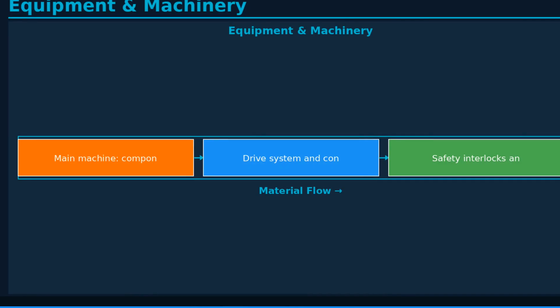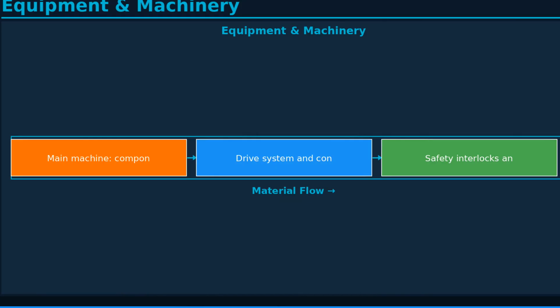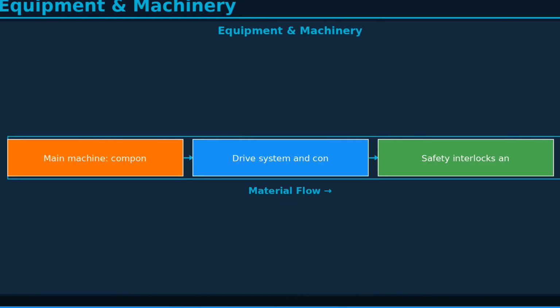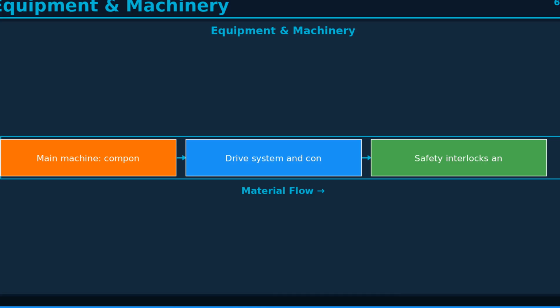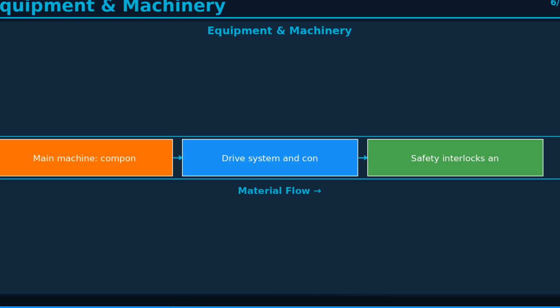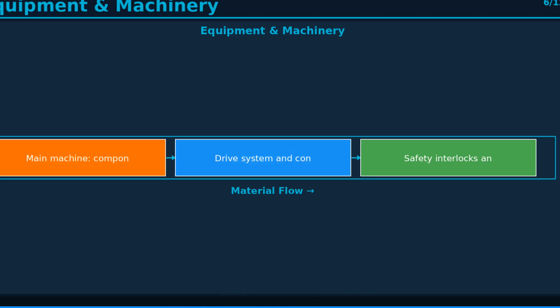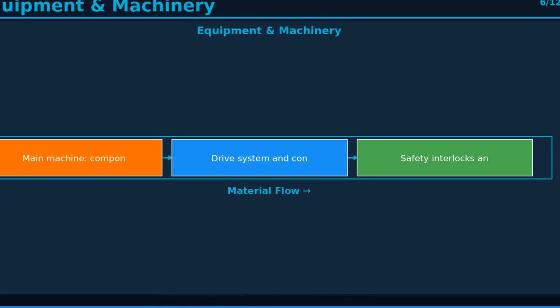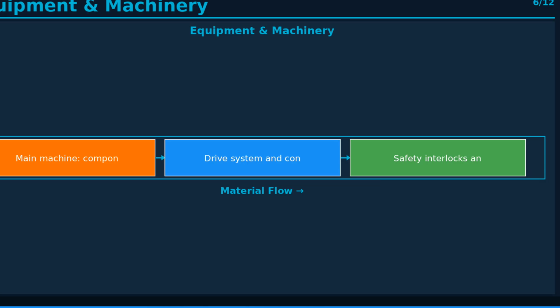The equipment used in grinding machine surface and cylindrical grinding consists of a main processing unit, drive system, and control instrumentation. Each component performs a specific function that contributes to the overall process efficiency. Safety interlocks and sensors protect operators and ensure consistent product quality.